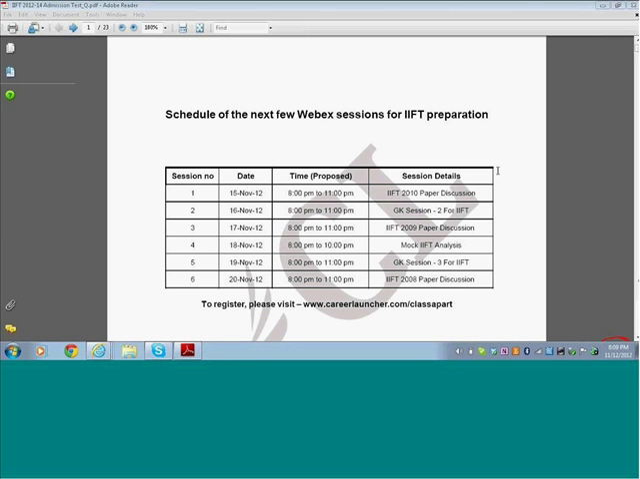One is uploading the paper for Daksh, there is no sectional cutoff in IIFT.